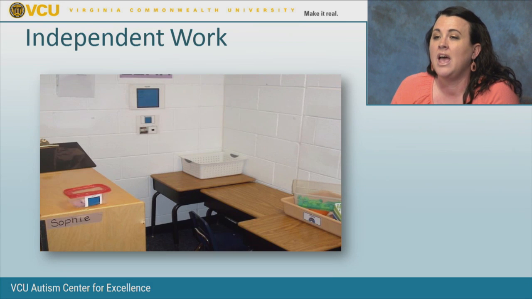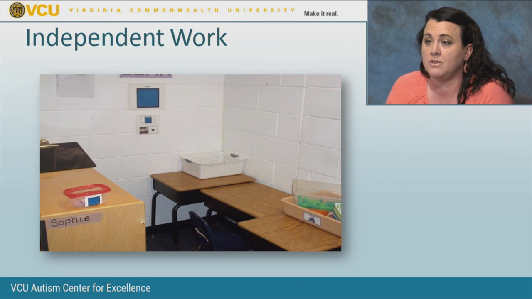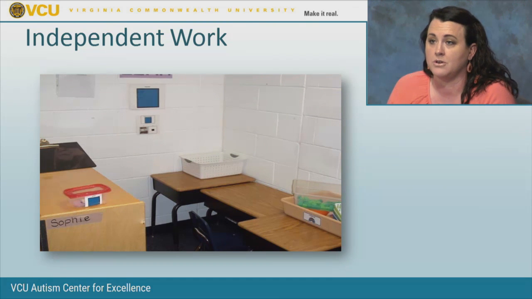Independent work areas. Every student, regardless of their ability level, needs to have an independent workspace. How this workspace looks will depend on the level of your student. Some students may require a simple desk in the room. Other students may require a more structured environment like the one that's in this picture.